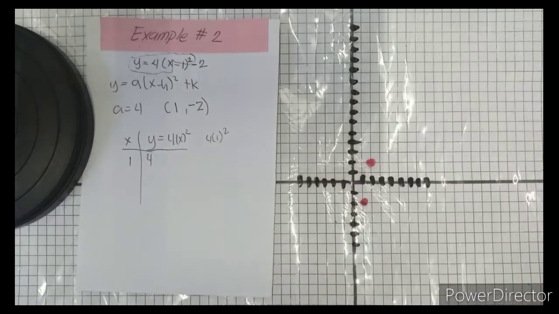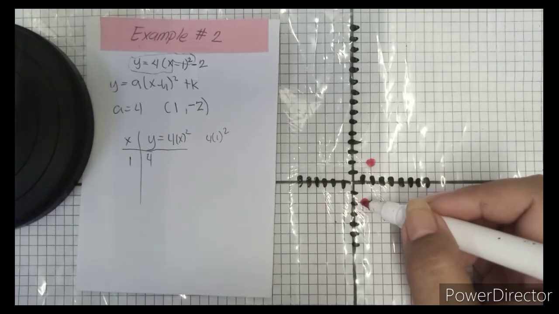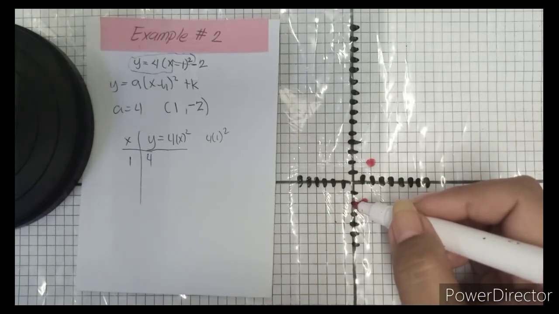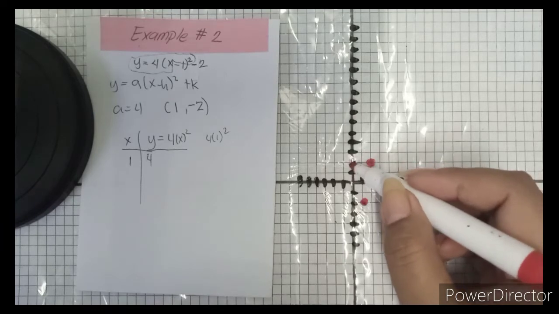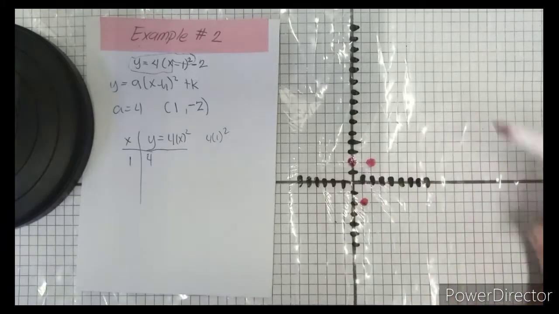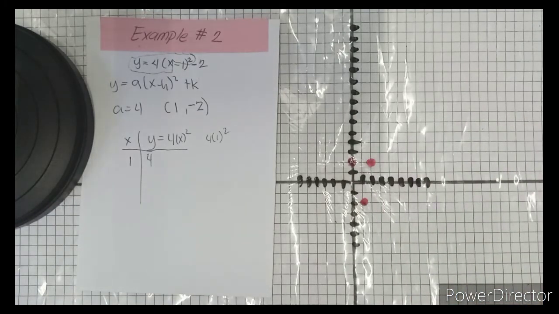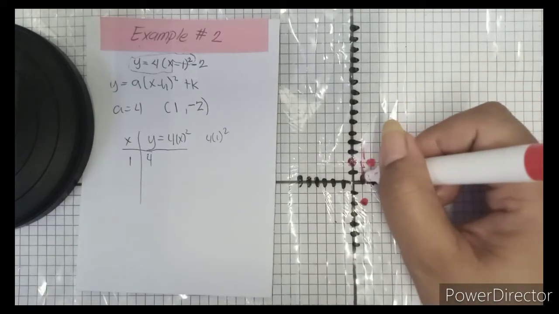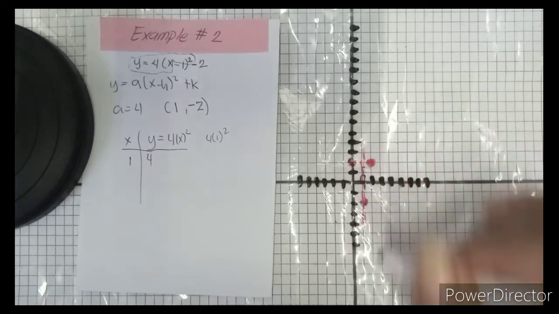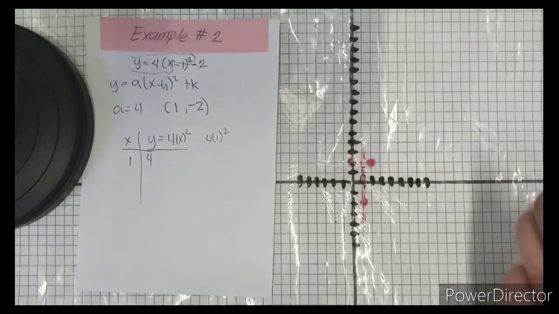Kung doon naman tayo sa left, skip tayo ng isa, akyat tayo ng 4. So, 1, 2, 3, 4. Ito naman yung ating isang point. Kasi, kung natatandaan nyo, ang ating axis of symmetry po, siya yung nagre-reflect sa both side ng ating parabola.